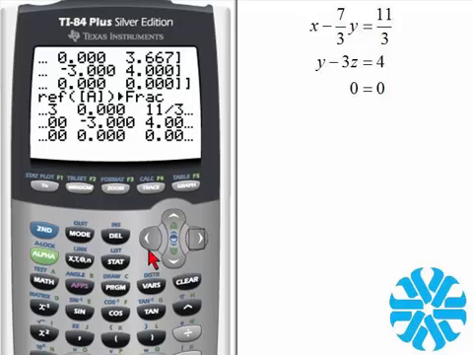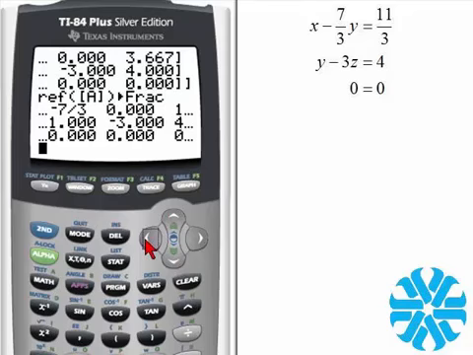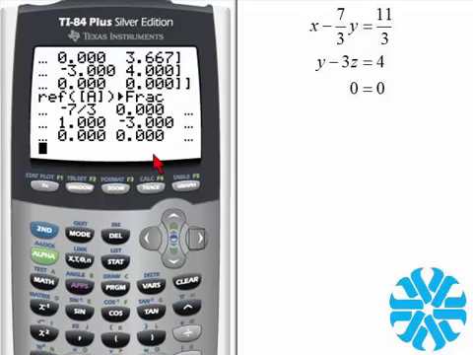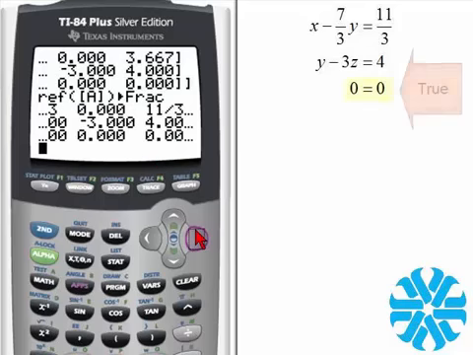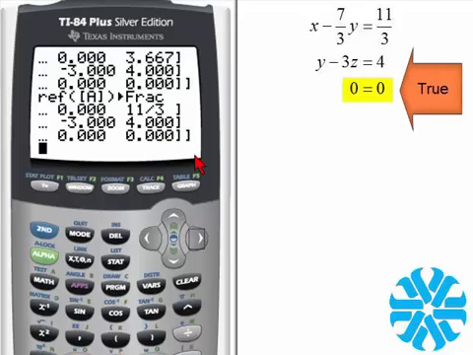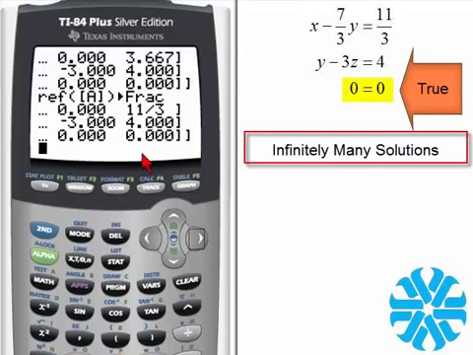Now, what's unique about this matrix in reduced echelon form is the third row are all zeros. 0, 0, 0, and 0. So that's a true statement. The left-hand side is equal to 0, which is equal to the right-hand side, which is equal to 0. Okay, so 0 equals 0. This means there are going to be infinitely many solutions.